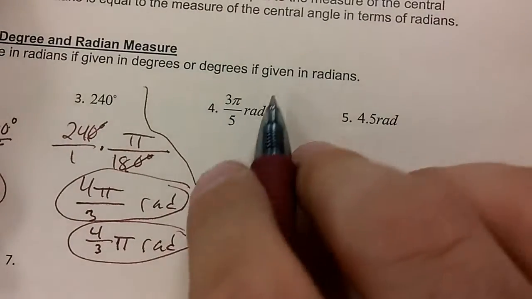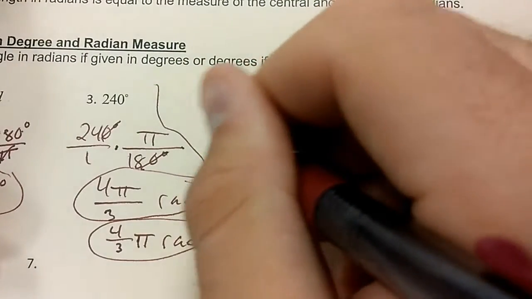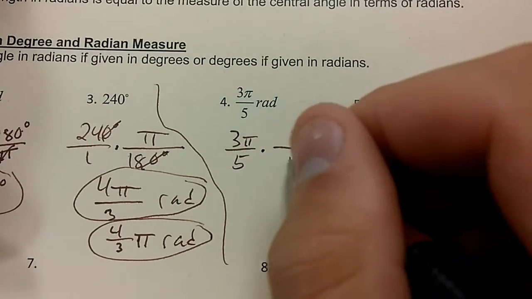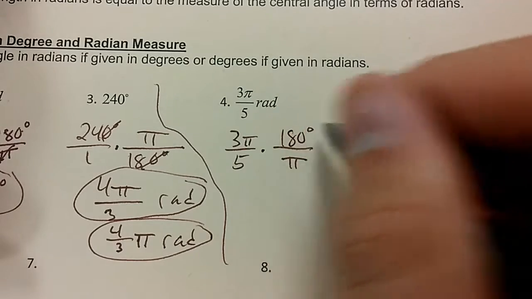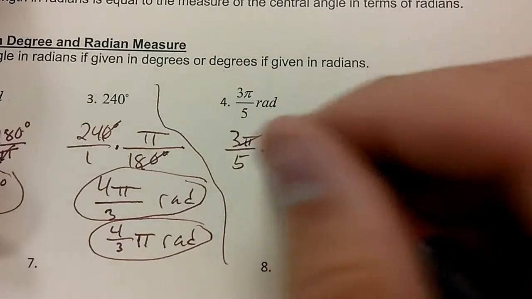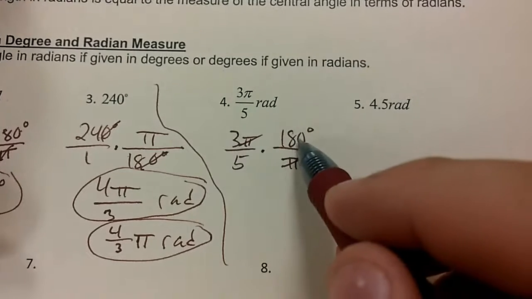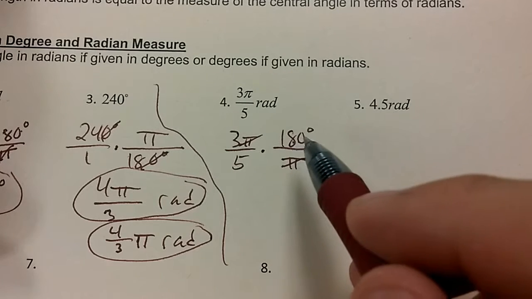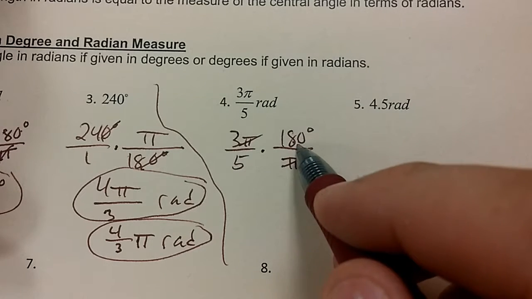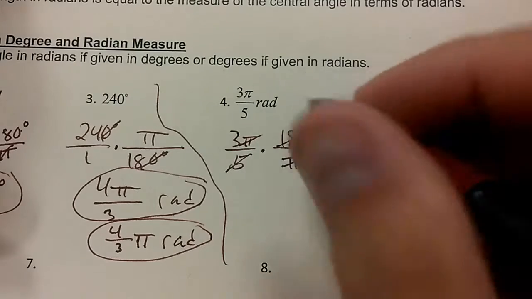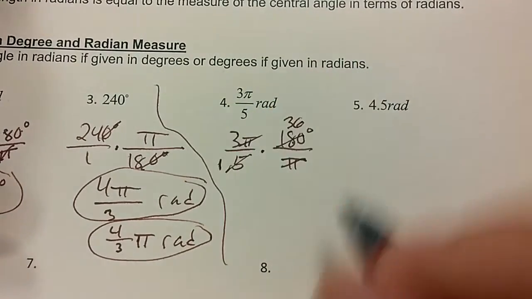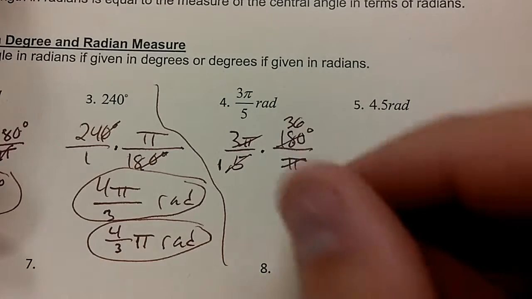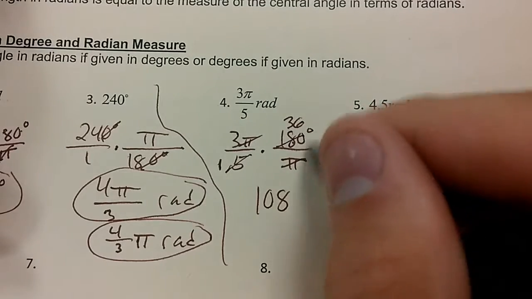Let's look at another example over here. We have 3 pi over 5 in radians. I want to cancel out radians, so I'm going to put the radian number on the bottom, pi, and put the degrees on top, 180 degrees. Pi's cancel. 3 times 180 over 5. You can simplify the 180 and the 5. 5 goes into 180 36 times. So you guys may have called this cross-canceling. So now you have 3 times 36. That's going to be 108 degrees.